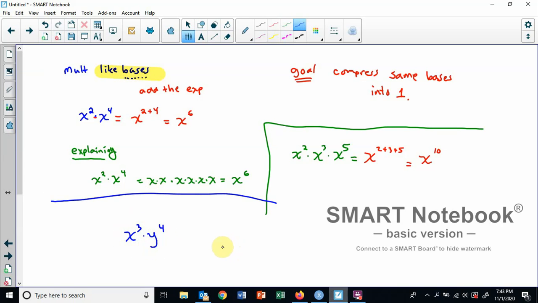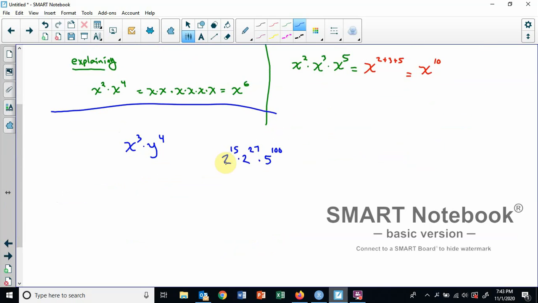They could be numbers, you know, it could be 2 to the 15th times 2 to the 27th. And I could even add another one, times 5 to the 100. These are like bases, so I can combine those, right? 2 and 2, I would need to add their exponents. 2 to the 15 plus 27. And the 5 to the 100 is not the same base, so I cannot combine it.